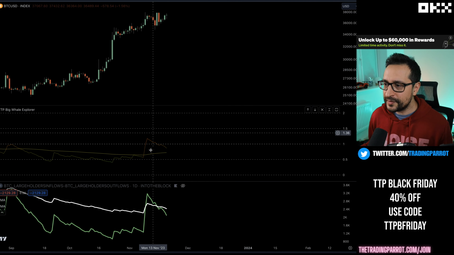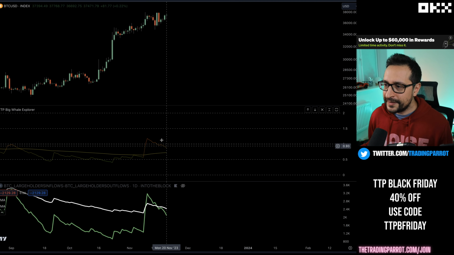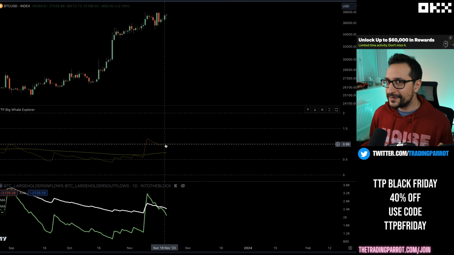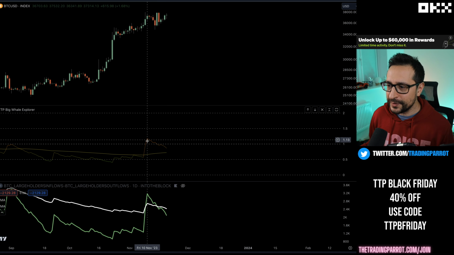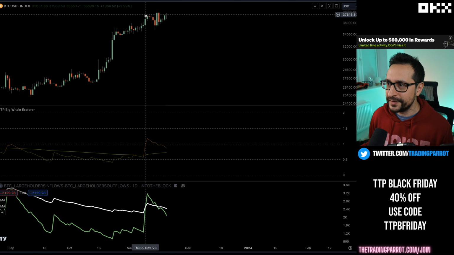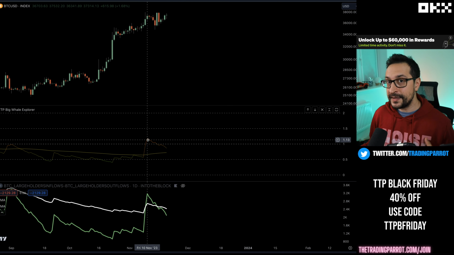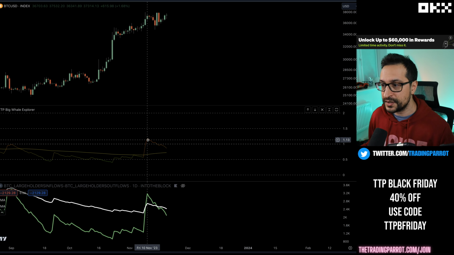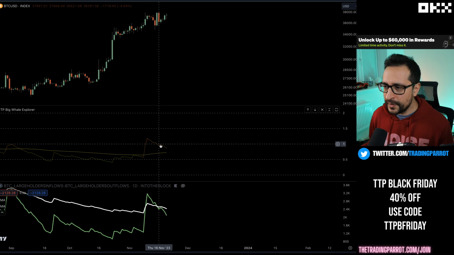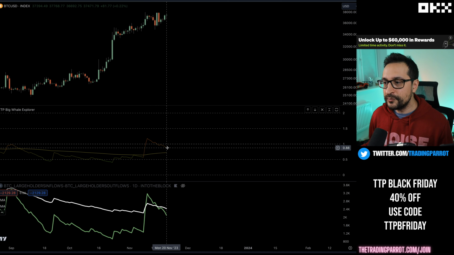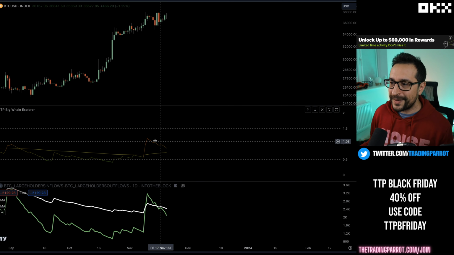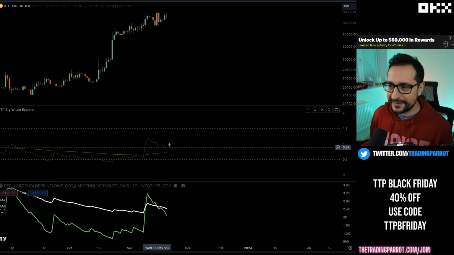Interestingly, you can see that in here there are some whales that I call confused. And why am I saying that? Because you can see that some whales during this period where we approach for the first time the 38K were distributing, sending Bitcoin into exchanges. But that slowly has transitioned into more whales accumulating, but still there is nothing categoric here.